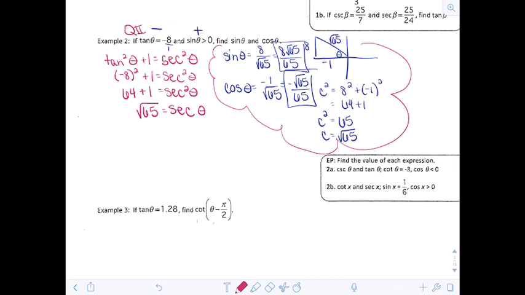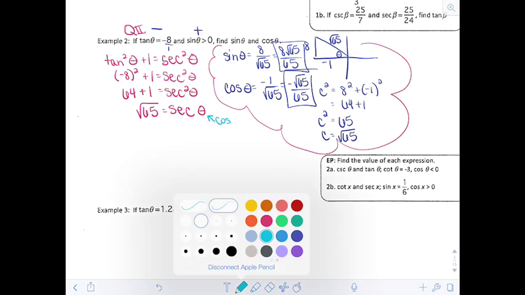Now, if we are in the second quadrant and we are dealing with secant, sine-wise, it behaves the same as cosine in the second quadrant. So actually, this would have to be a negative square root of 65.